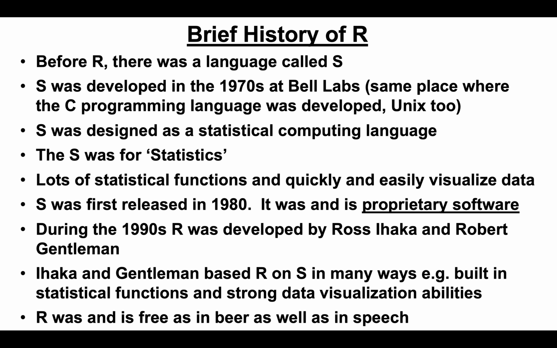I believe there were 9 Nobel Prizes that were awarded for work done at Bell Labs. So it was just this crazy, interesting place where all sorts of groundbreaking work was done in the field of computer science in particular. And R was one of the, or excuse me, S was one of the things that was created at Bell Labs. So it was developed in the 70s at Bell Labs.